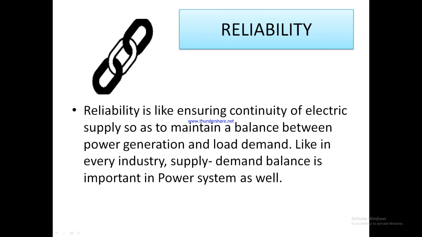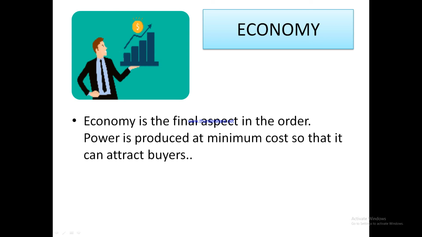Reliability is about ensuring continuity of electric supply so as to maintain a balance between power generation and load demand. Like in every industry, supply-demand balance is important in a power system as well. Economy is the final aspect in the order. Power is produced at minimum cost so that it can attract buyers.